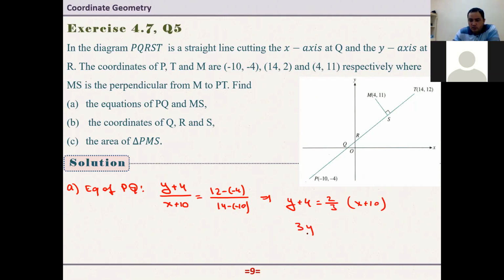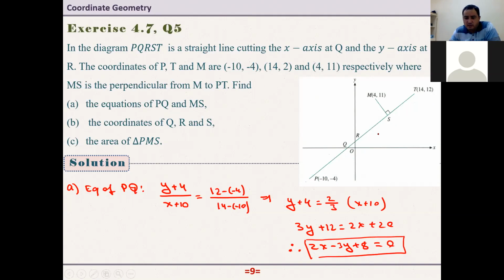Or that is 3y plus 12 equals 2x plus 20. So 2x minus 3y plus 8 is equal to 0. That is the first part actually. That's the equation of, say, PQ or PR or PS or PT, since all points are on the same straight line. That actually serves for all these points. Okay, that's done. That's the first part.